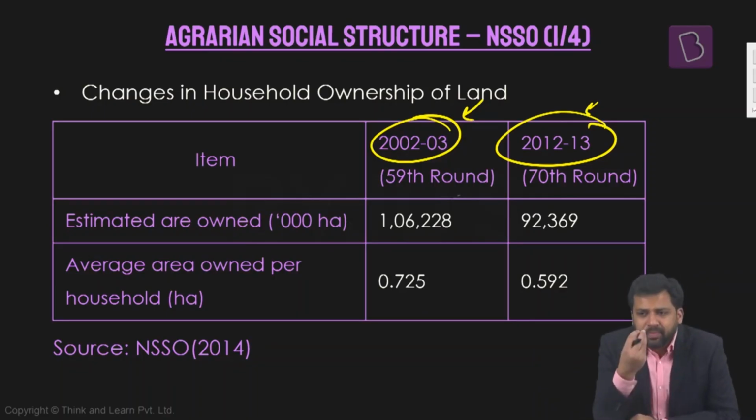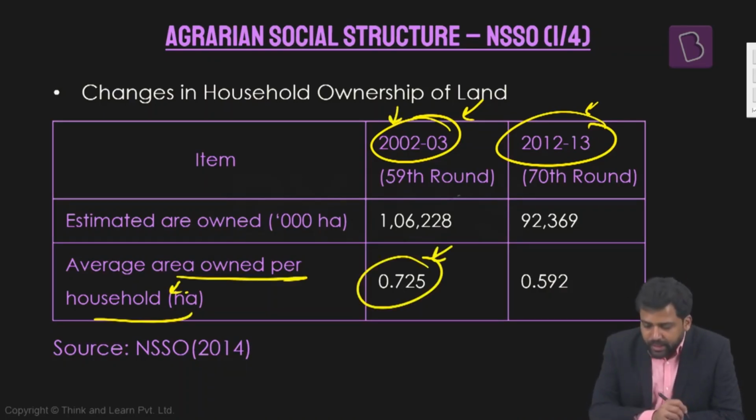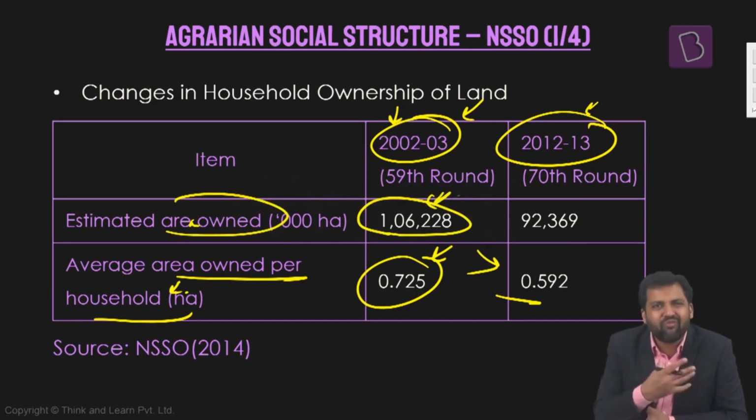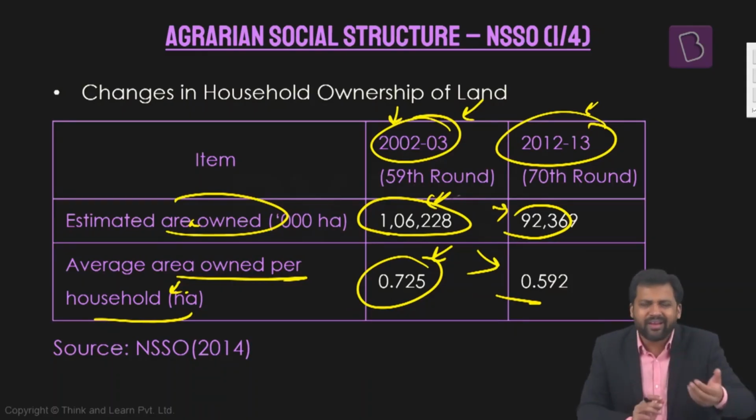So let's see on an average how much land a household owns in rural areas, right? And how this has changed over a period of time. As per 2002, 2003, average area owned by a household was somewhere around 0.75 hectares. In 2012-13, this has become 0.592. Total area owned was somewhere around 1,06,000. It has become 92,000. So overall area in agriculture has gone down. It is something which you can easily understand, right? Because we are moving towards the direction of urbanization. So area under agriculture is one of these. Average area owned per household has gone down.